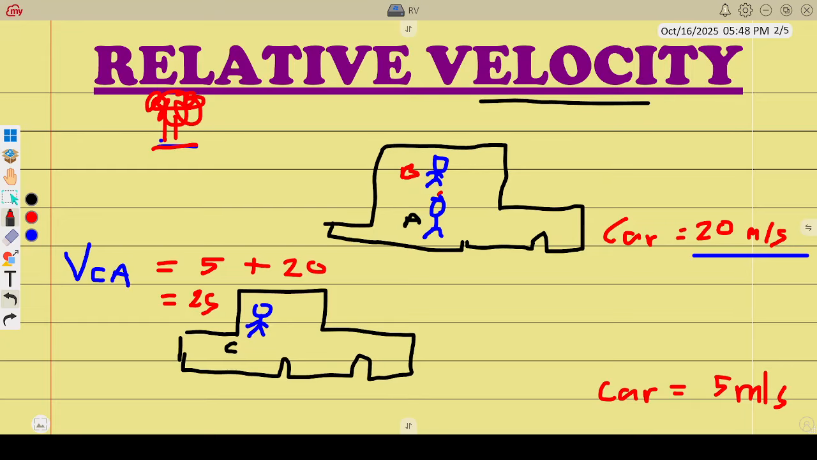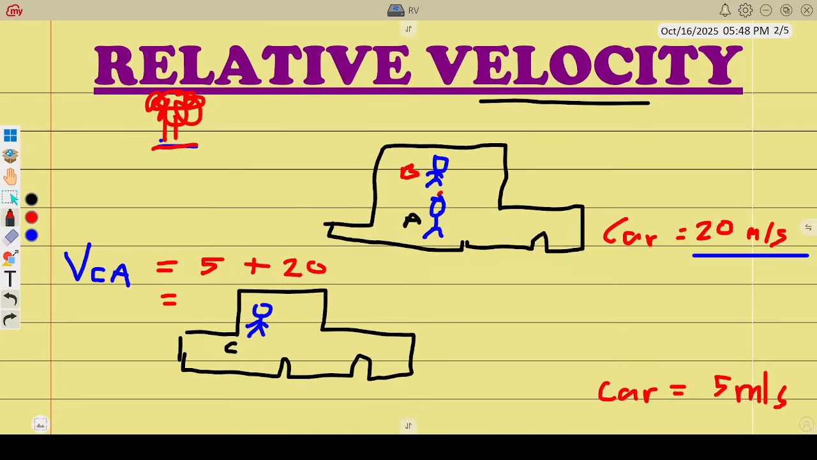Yeah, so this is just the basic idea. So we might have to revisit it later. I'm not sure about something. Yeah, so this is the concept of relative velocity.